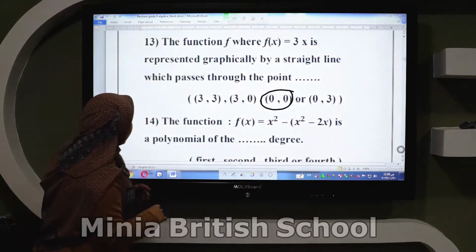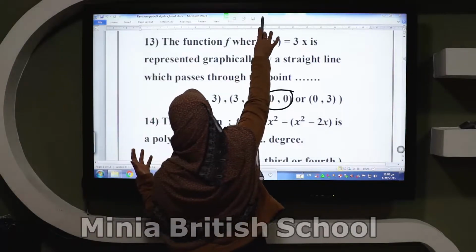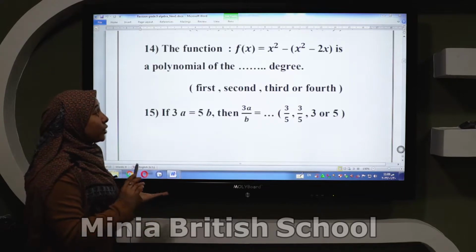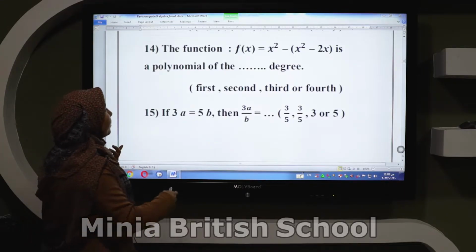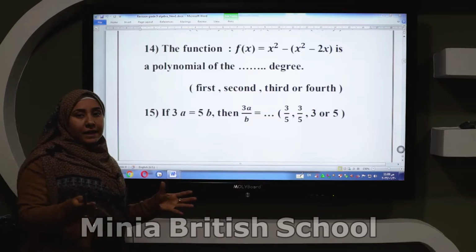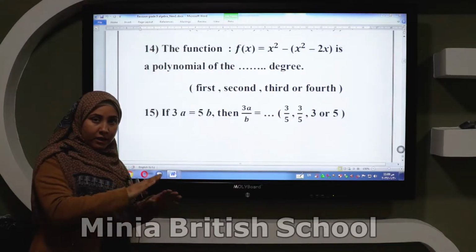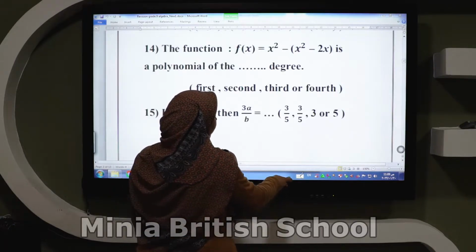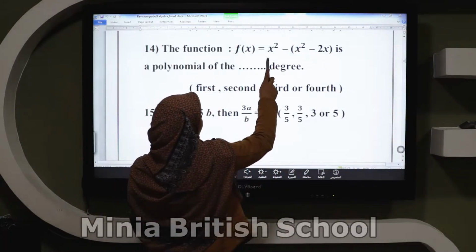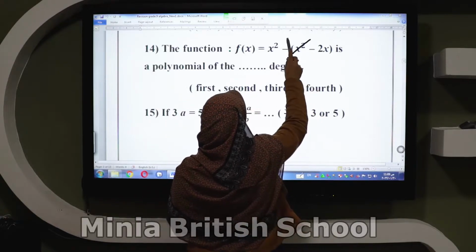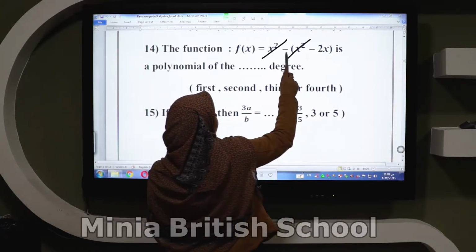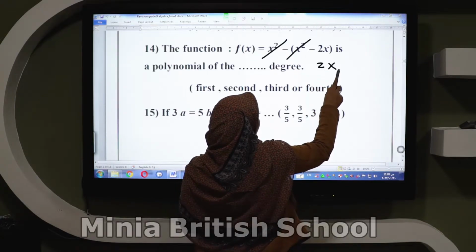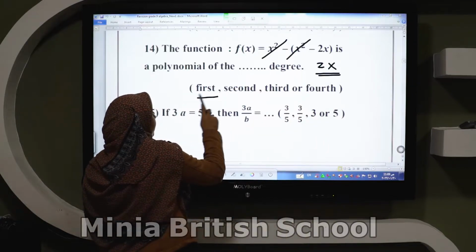Number 14, the function f(x) equals x power 2 minus x power 2 minus 2x is a polynomial of what degree? We must simplify the function to find the degree of it, okay? If you simplify it, x power 2 minus x power 2, you can cancel it, equals 0. So negative times negative 2x equals 2x. So this function is first degree, okay?